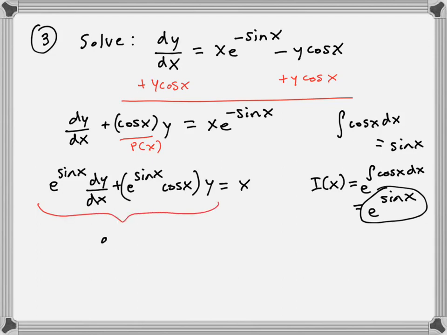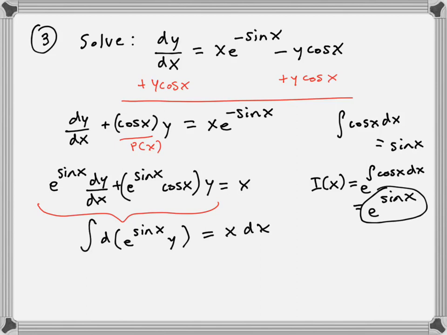is really the derivative of, remember it's always I of x times y. So this is going to be the derivative of e to the sine x times y, and we have an x dx over here. Now I would check this if I were you, that the derivative of e to the sine x times y really is what we get up there. And if you check it, you'll see that it is true.